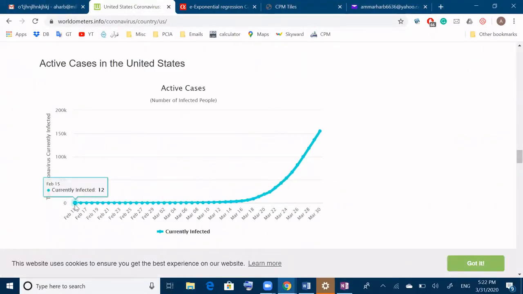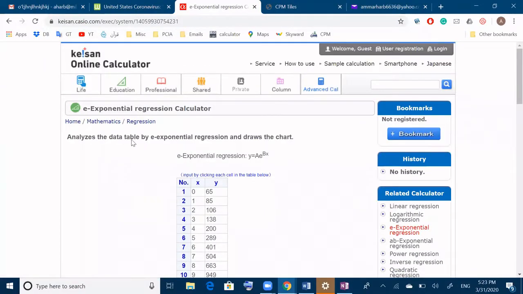So that's the picture. Look at this here. I started on March 1st. On March 1st, we have 65 cases. On March 2nd, we have 85. March 3rd, we have 106. And I entered these data in this website.